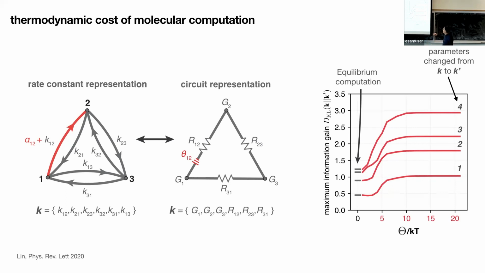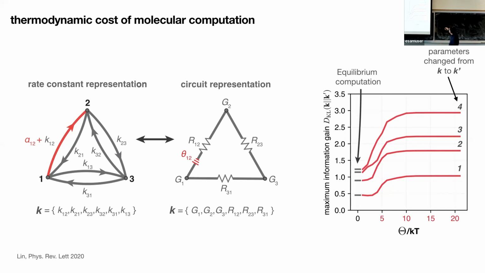At equilibrium, I can mess around with the probability distributions, but as I now drive the system further from equilibrium, you can see that for the same exact system, just by virtue of it being driven in the background, you can actually have a much higher information gain once you change your parameters.